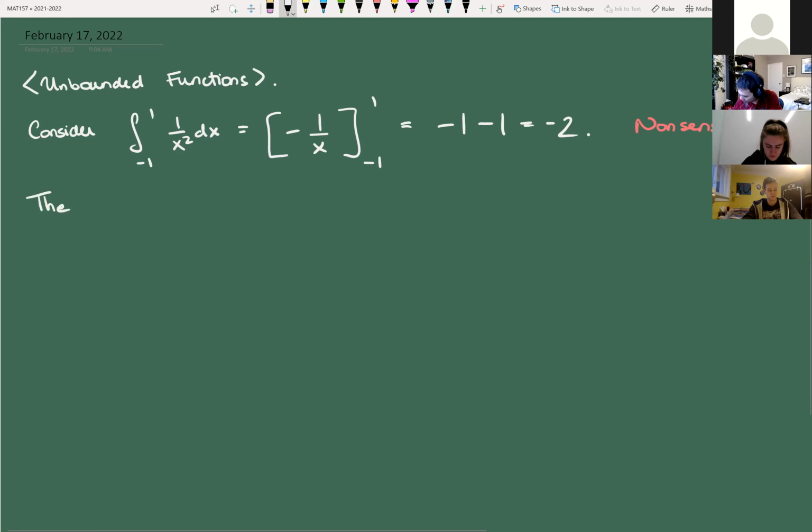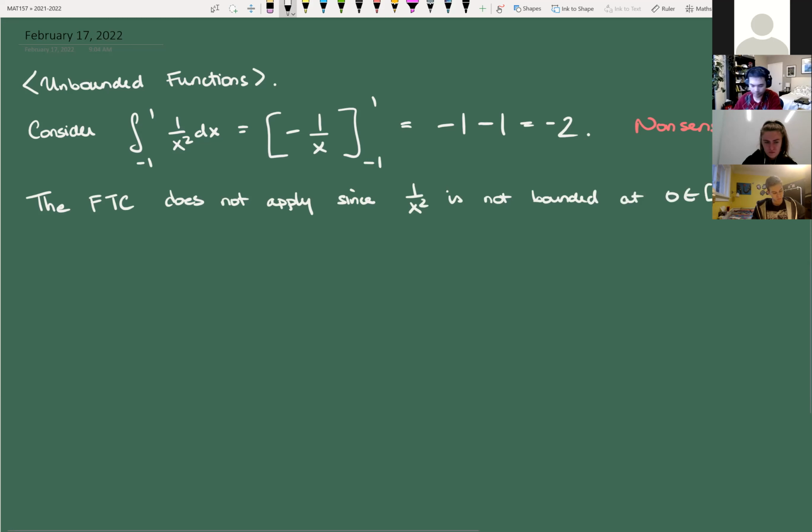So the FTC does not apply, since 1 over x squared is not bounded. In particular, it's not even integrable, since it is not bounded at 0, which is in this interval. Okay. So how do we deal with these functions? It's going to turn out this function is actually not integrable, even in the extended sense. But at least we're going to have an idea of how we can make sense of this. Basically, we're just going to do exactly what we did for improper integrals, but this time for unbounded functions.